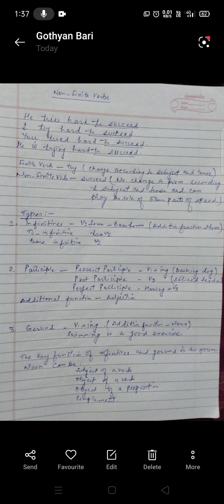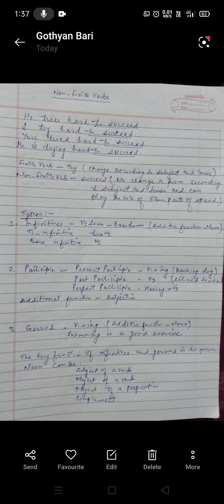First, we begin with infinitives, the first type of these non-finite verbs. Infinitive means the very first form of the verb, or the base form. Infinitives might be in two different ways. One is the to-infinitive, to plus base form, to plus first form, that we have seen in the above examples: to succeed. Or it might be without to, only the base form, which is known as the bare infinitive. So, to-infinitive and bare infinitive.